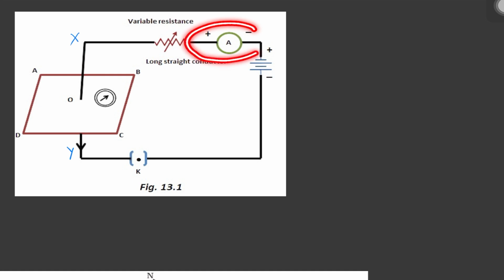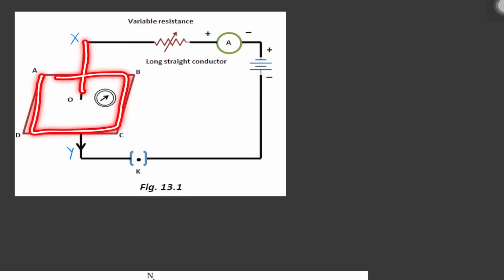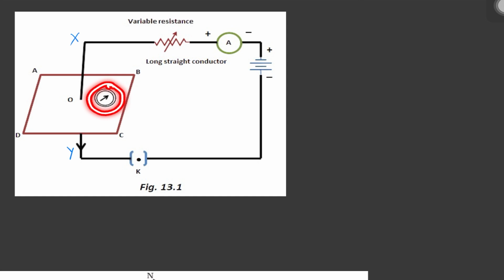We have an ammeter connected in series with the battery. We have a battery here and the plug is closed, which ensures that there is the flow of current through the conductor XY. Now, we can observe here in this cardboard which is placed perpendicular to that of the conductor, the compass needle is placed. On passing the current through the conductor, we observe that the magnetic compass needle deflects.